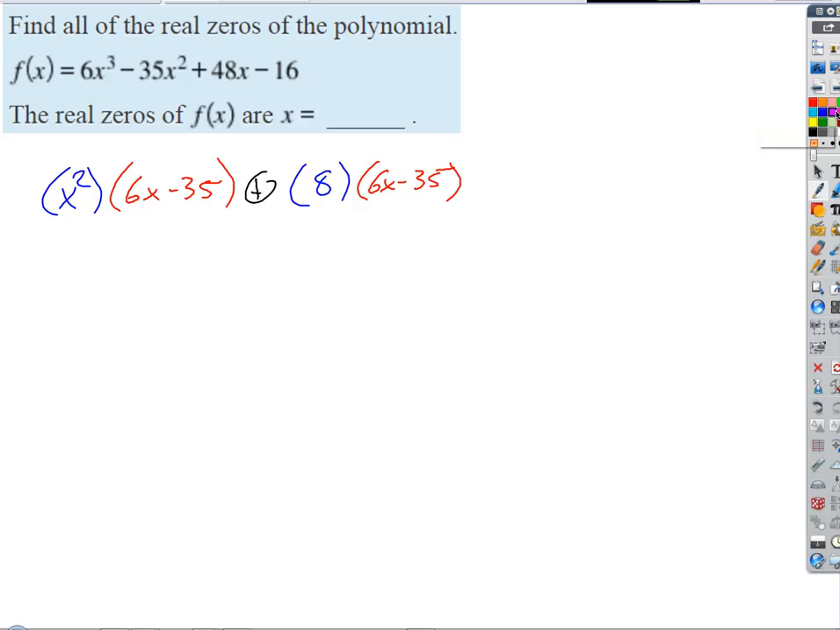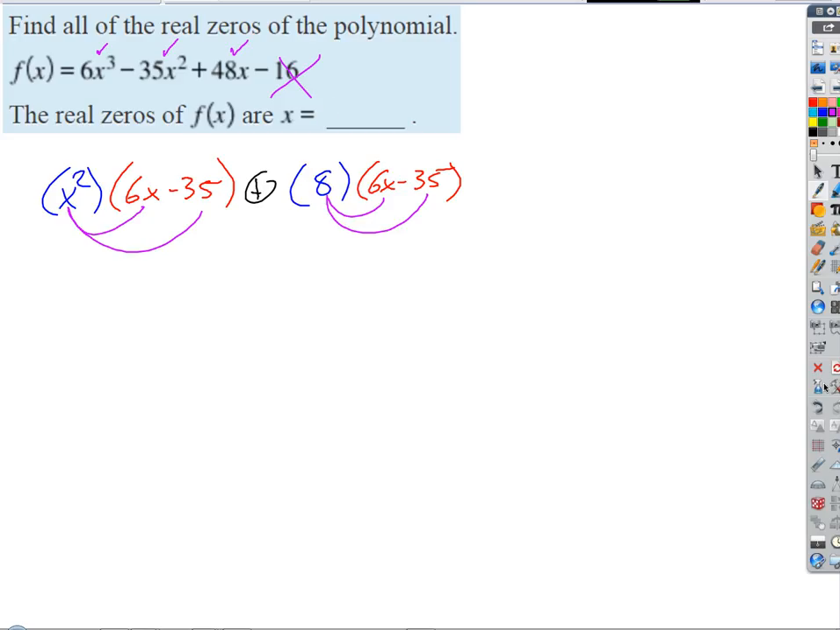But when we try this out, when we see if everything distributes properly, it doesn't. X times 6x, yeah, that gives me my 6x cubed, check. That gives me my negative 35x squared. So far, so good. 8 times 6x even gives me 48x, but look at this. 8 times negative 35, is that negative 16? So it didn't work, right? So factoring by grouping is out the door. It's not going to work.